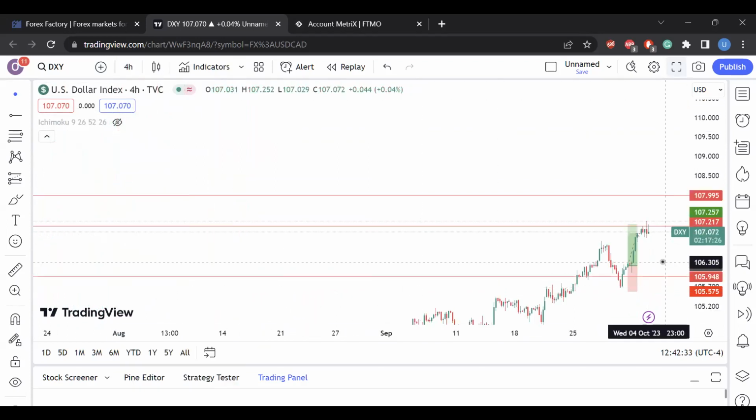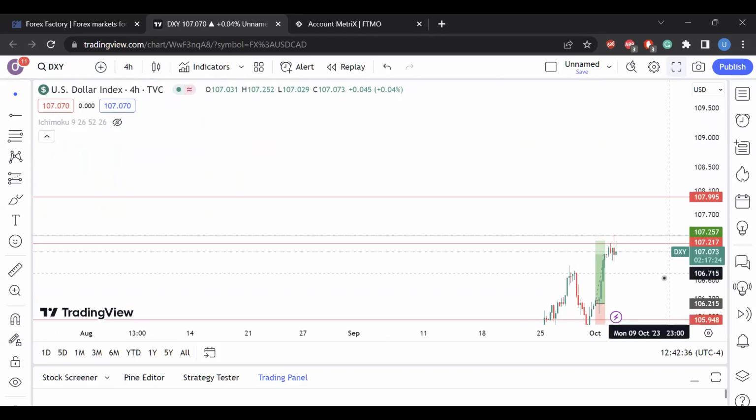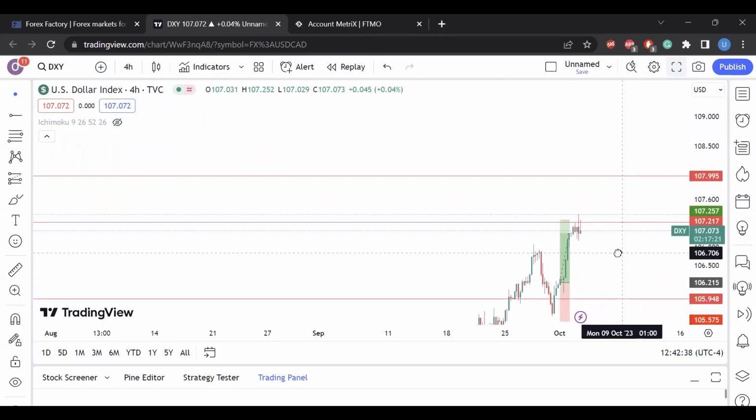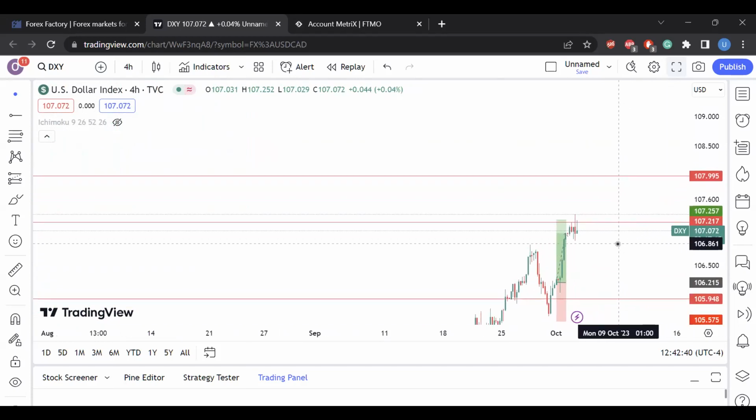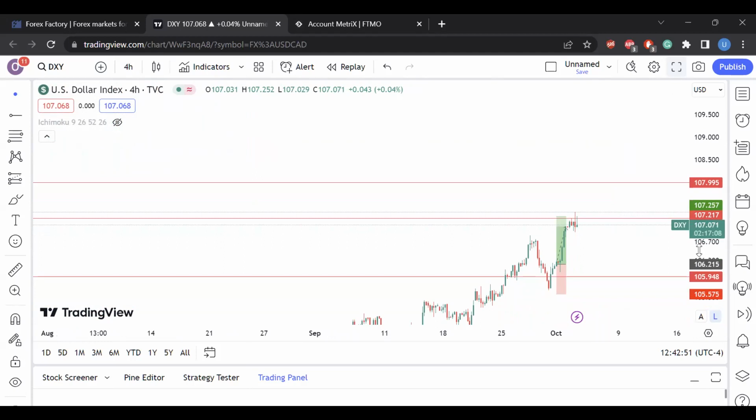Looking at the DXY, I'm not completely ready to short it, and not completely ready to buy it, but I'm still more on the buy side rather than the sell side, because from a technical analysis standpoint and from a fundamental standpoint, the dollar has just been bullish.